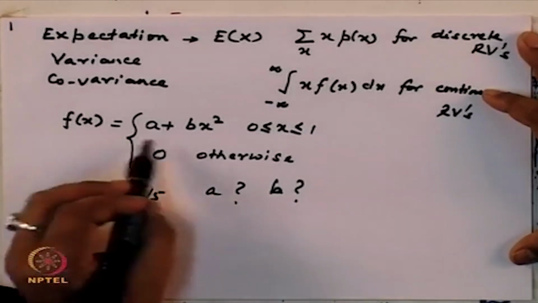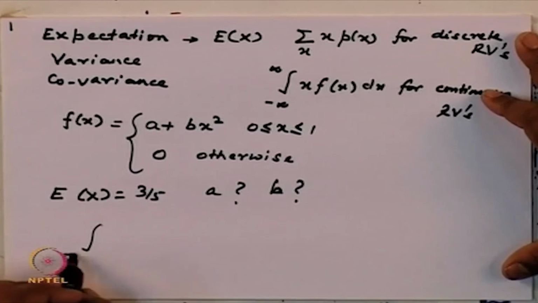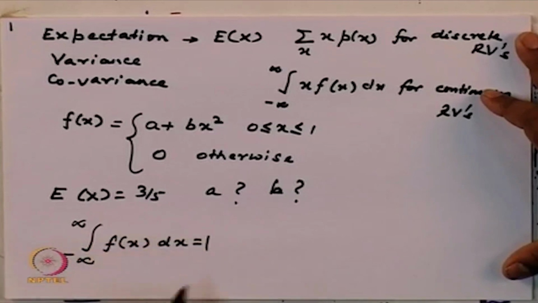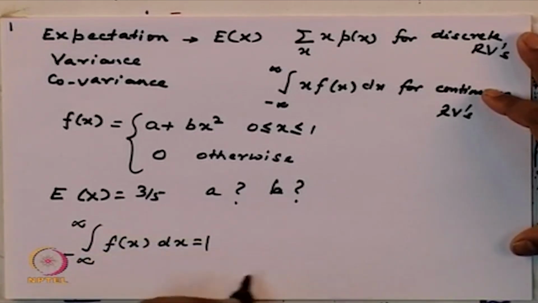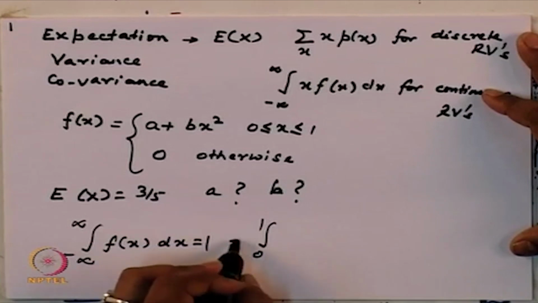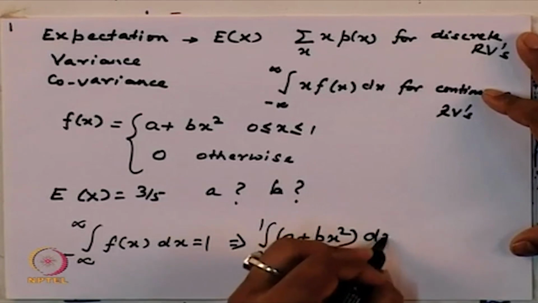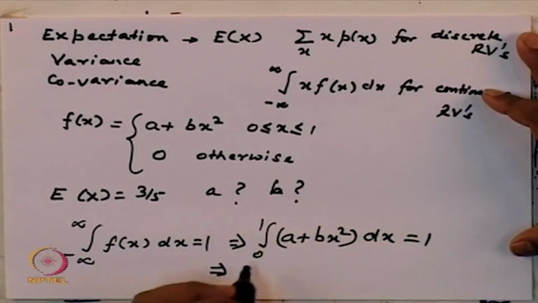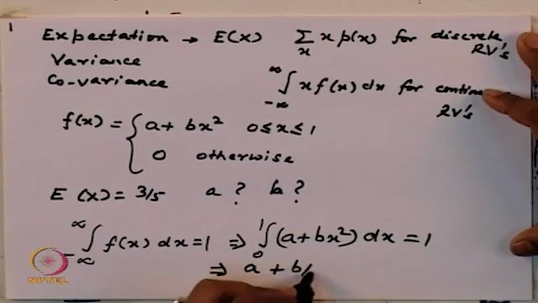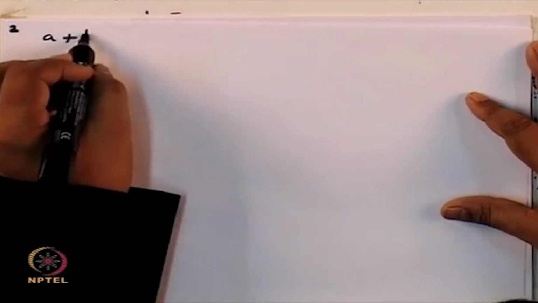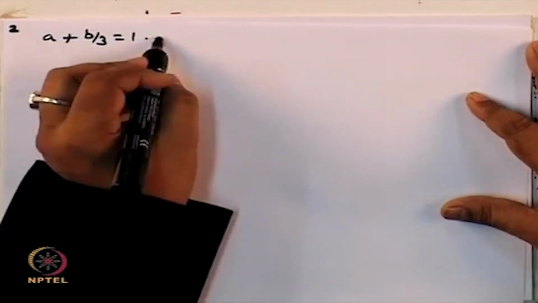Of course, since f x is a probability density function, we know that the integral from minus infinity to infinity of f x dx is equal to 1. This gives us this one equation. So, if we go through it, this implies, okay, this is equation 1. I can write a plus b by 3 equal to 1.